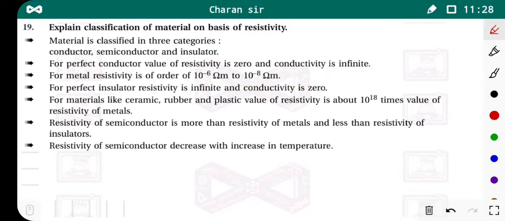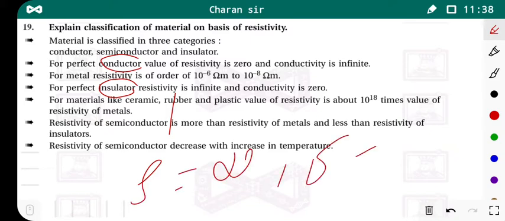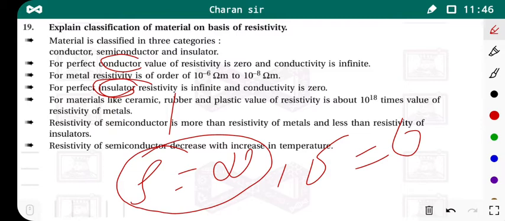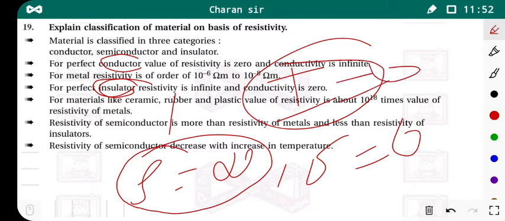Now the second category, which is exactly opposite to that of conductors, is known as insulators. For insulators, we have resistivity that is infinite and conductivity that is 0. That means when you take insulators, you have a large value of resistivity, that means resistance is high. They cannot flow current inside the insulators, that means current is 0.